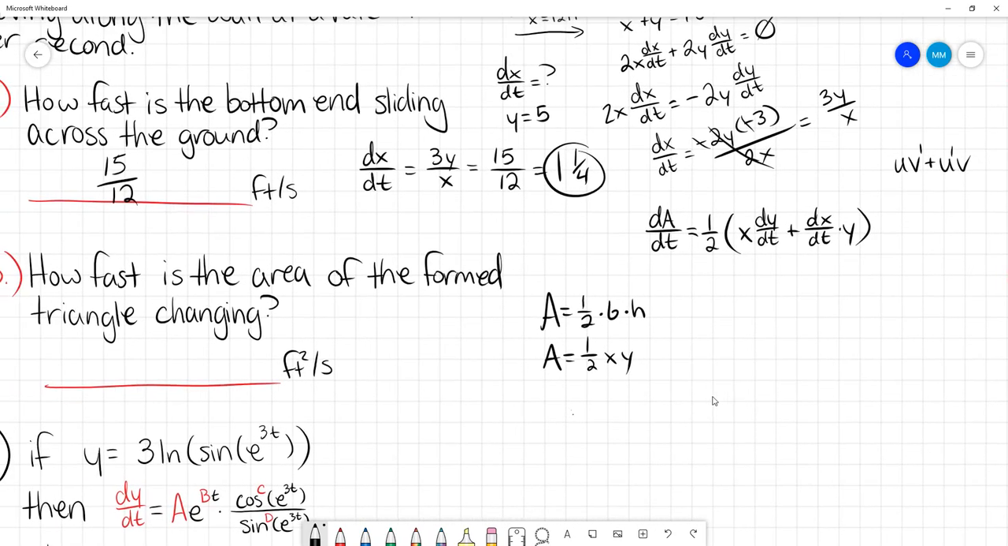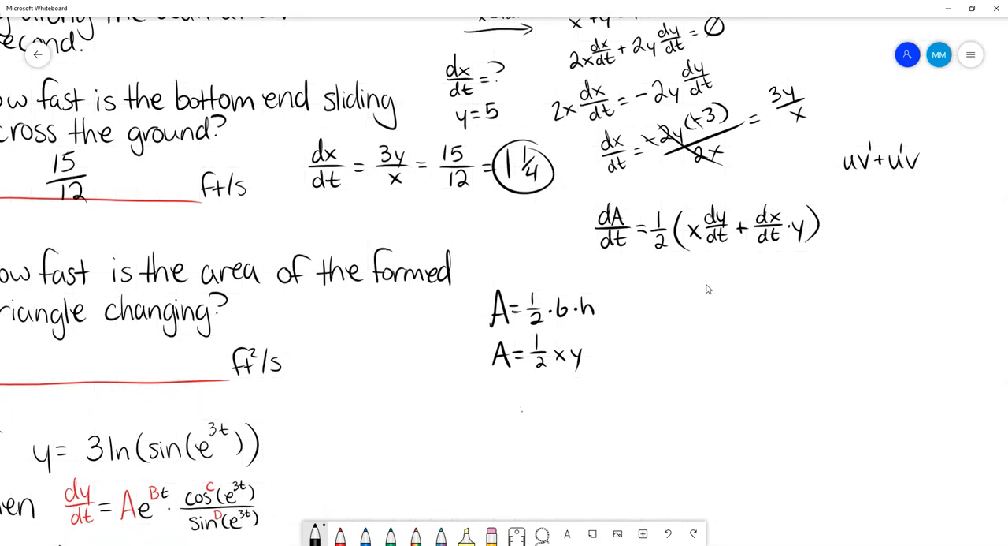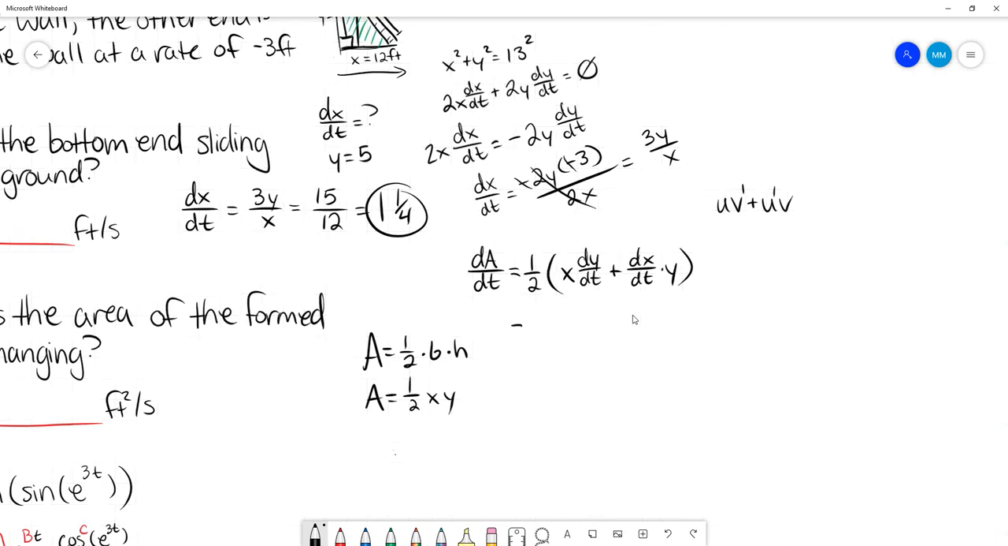Which, obviously we don't want it in terms of x, y, dx/dt, and dy/dt, but we know all of those values now. We've solved for all of those. So I just plug those back in. So it's 1/2 times our x was 12. Our dy/dt they gave us was -3. dx/dt we found was 15/12. And y we found was 5. So we just go through these motions here.